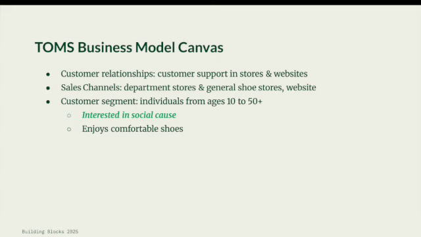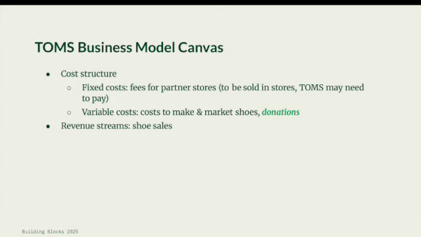Next up, we have customer relationships. So Tom's also has physical locations, but they also sell their shoes through websites, and customer support is available for both means. The sales channels could be department stores, general shoe stores, and the website. The customer segment could be individuals from ages 20 plus to 50 plus, sorry about the typo, but it can also include individual consumers who are interested in a social cause and of course enjoy comfortable shoes. The cost structures are noted here in terms of fixed costs and variable costs, and the revenue streams primarily come from shoe sales.